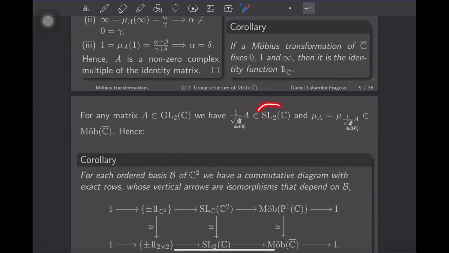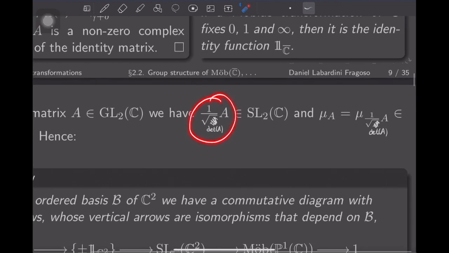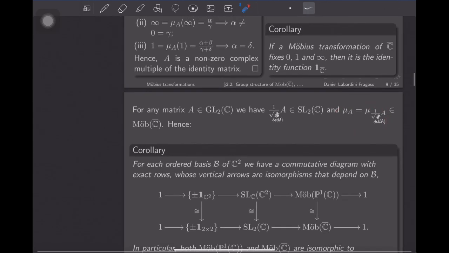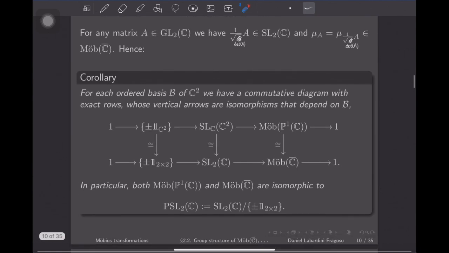So it has determinant 1, and I'm multiplying by a non-zero scalar, so the Möbius transformation doesn't change. Right? So the Möbius transformation is the same. So every Möbius transformation can be realized through a matrix of determinant 1, and then I have this surjective group homomorphism.